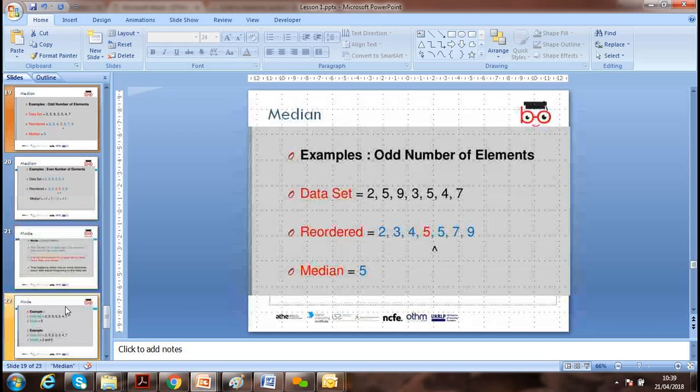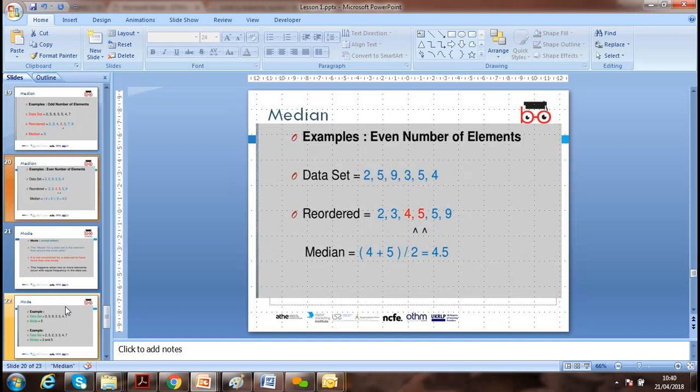Let's see this example. We have an odd number of elements. If we put them in order, reorder them, then the median is 5, the middle value. We have a total of 7 numbers, so the middle one is 5.